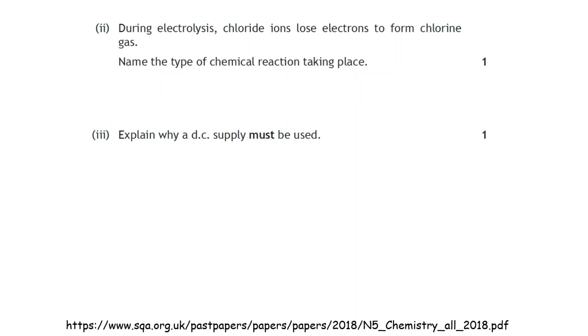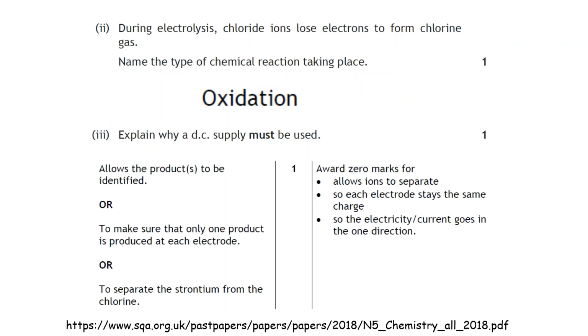Okay, the clue to the answer in this is the words lose electrons. Whenever I see the words lose electrons, the first word that should come to mind is oxidation. Explain why a DC supply must be used. The acceptable answers for this would be to allow the products to be identified. So you can see, for instance, say copper at the negative electrode and chlorine at the positive electrode, to make sure there's only one product produced at each electrode, or to separate the strontium from the chlorine. Those are the acceptable answers. You would get 0 marks for any of these ones that you can see at the right hand side.